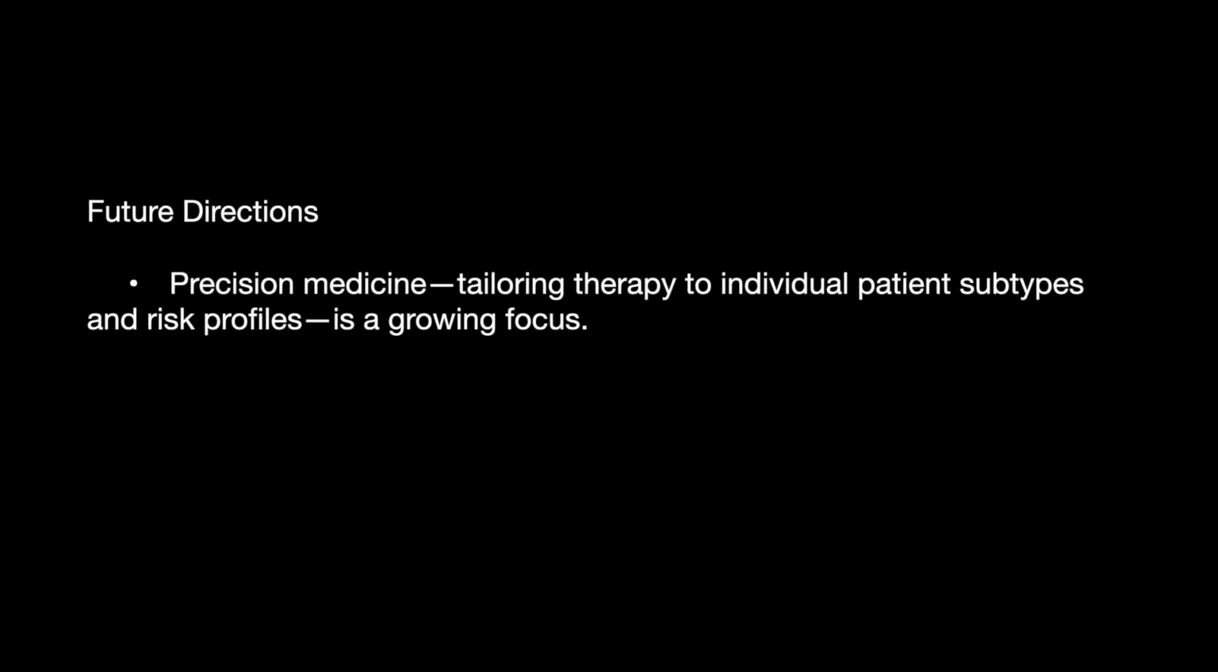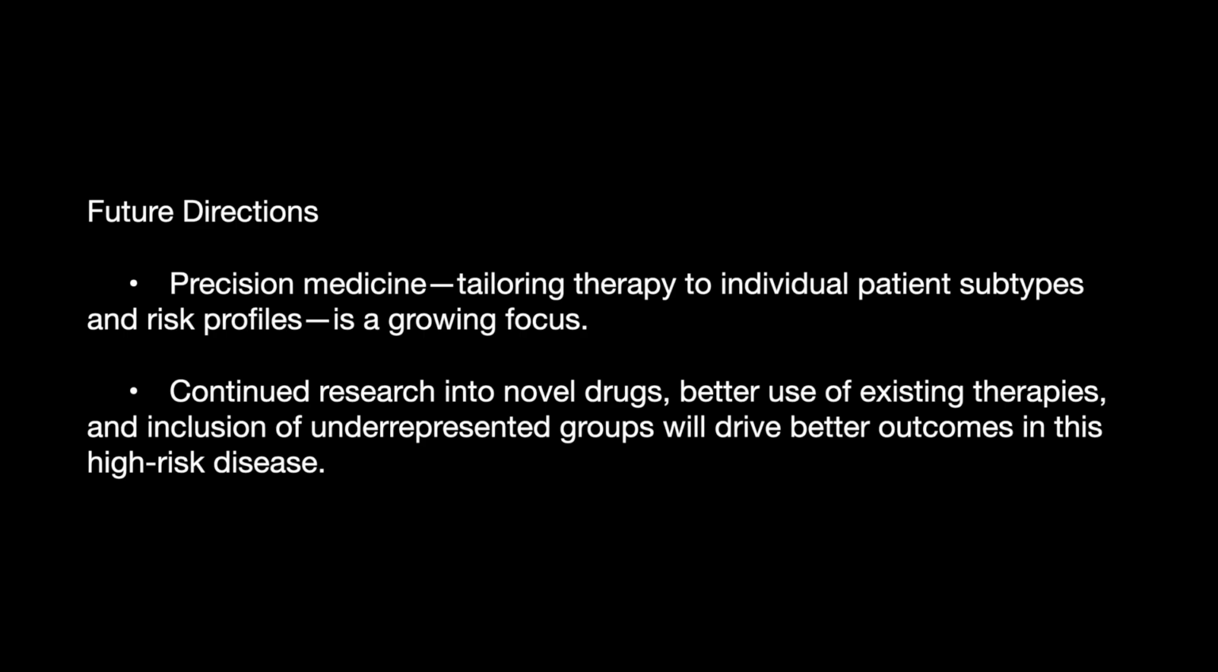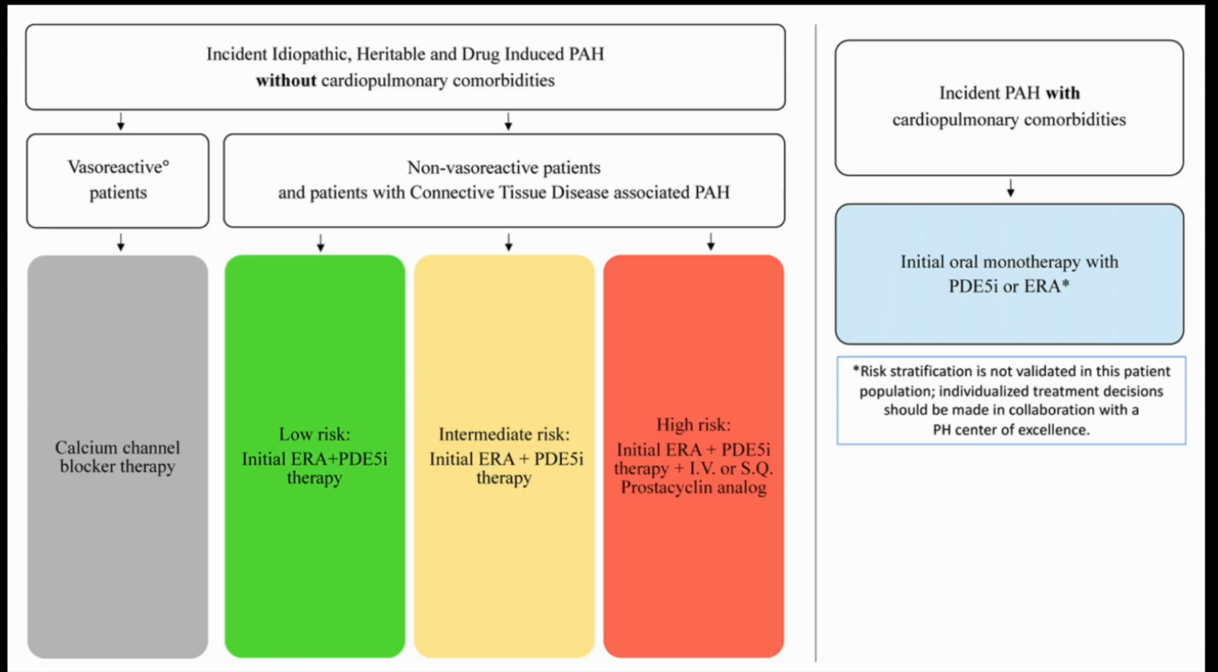So for future direction, precision medicine is something we need to go into, because this is a rare disease and we need to be more focused on treating the case. Tailoring therapy to individual patient subtypes and risk profile is a growing focus. Continued research into novel drugs, better use of existing therapies, and inclusion of underrepresented groups will drive better outcomes in these high risk groups. So this is the treatment algorithm that you can use.